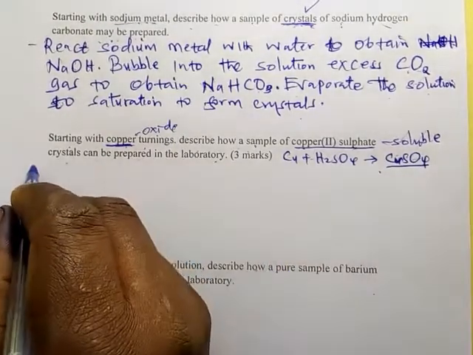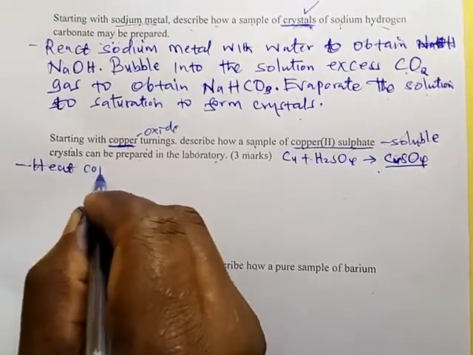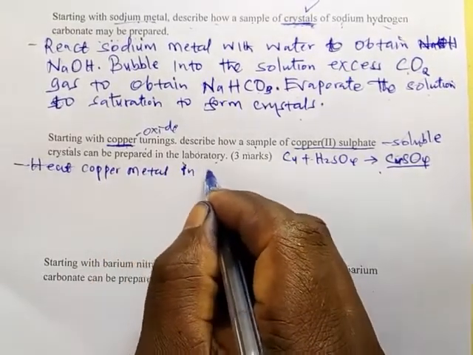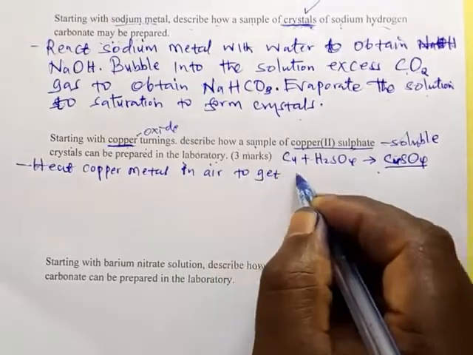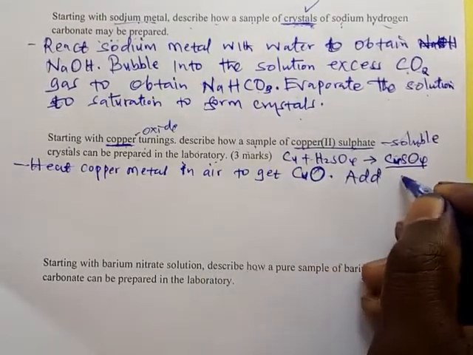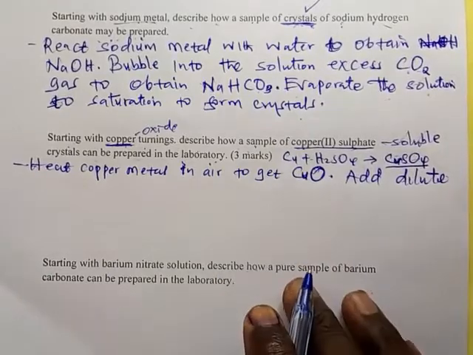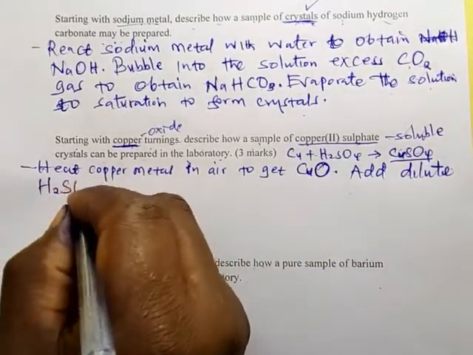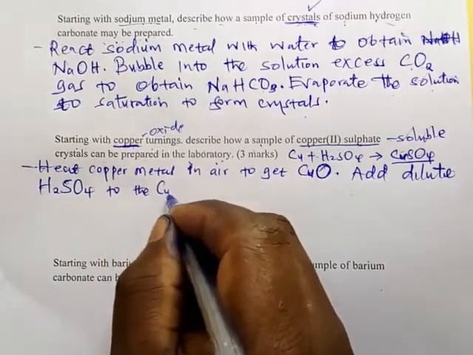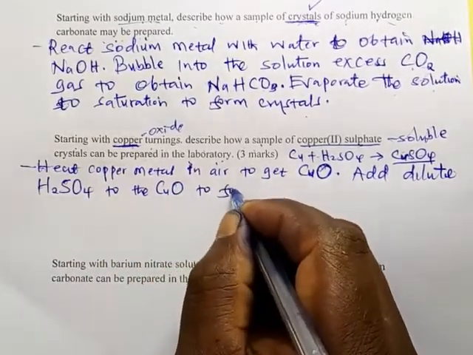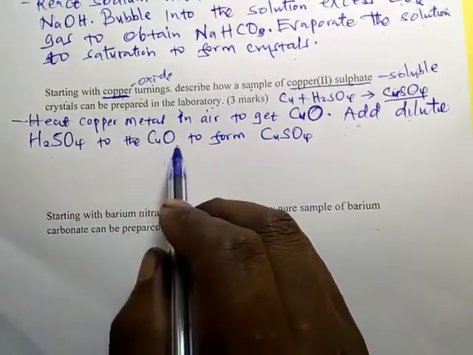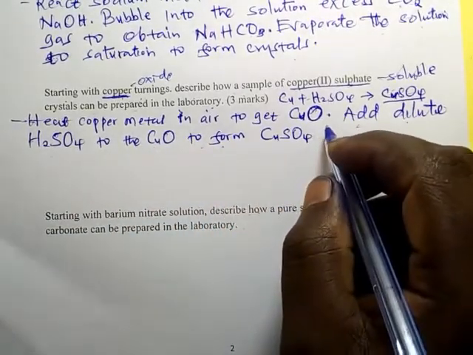So you heat copper metal in air to get copper(II) oxide. Then you add dilute sulfuric acid to the copper(II) oxide to form copper sulfate. So add dilute sulfuric acid to the copper(II) oxide to form copper sulfate. Now we have the copper sulfate.